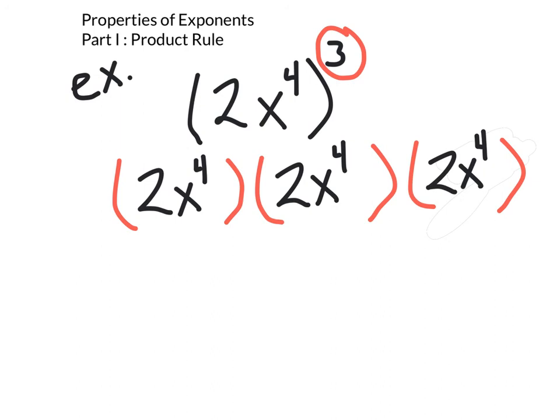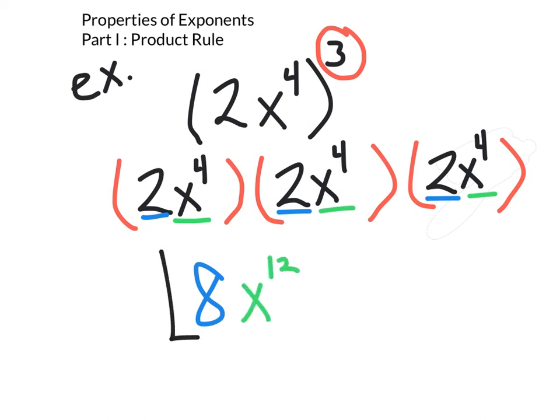If I take a look at my 2's here, if I multiply 2 times 2, that gives me 4. I multiply it times 2 one more time, and that's going to give me 8. When I look at my x's, I can simply add all of my x's up. I have 4 x's here, 4 x's here, and 4 x's there. That is going to give me 12 x's total. There is actually a shortcut to this, another property of exponents that we're going to use later on, but you'll have to check out that video for that.